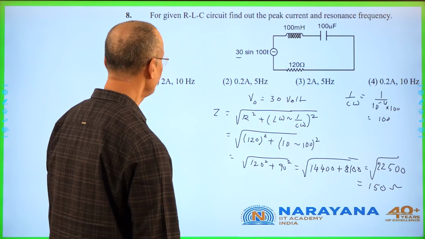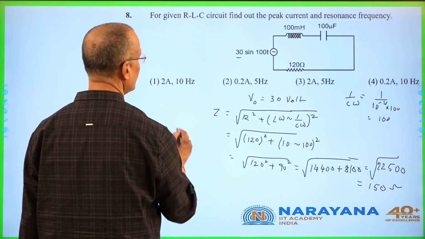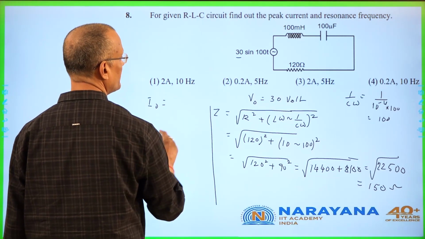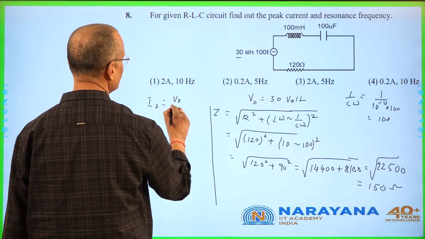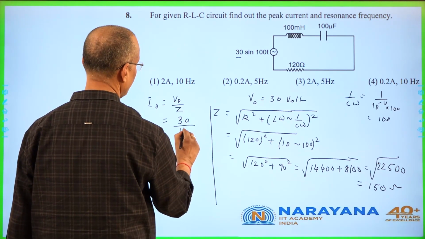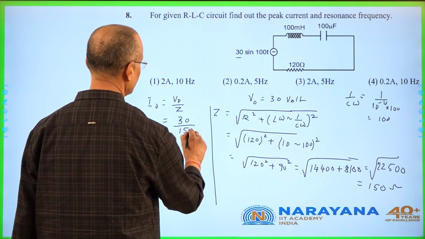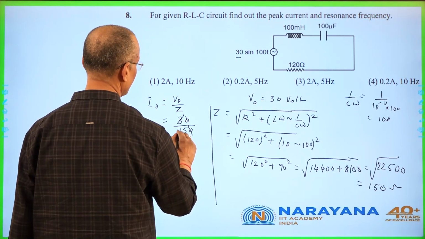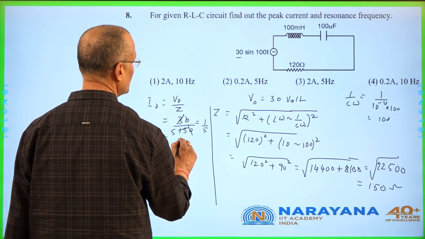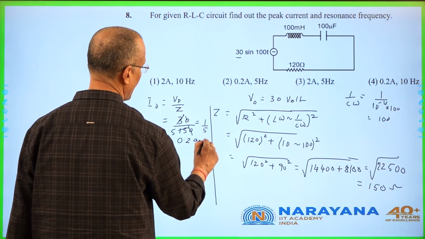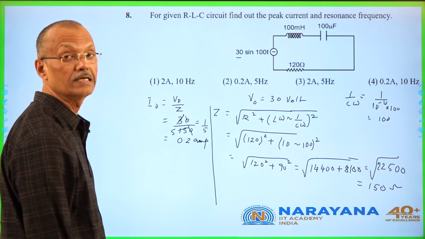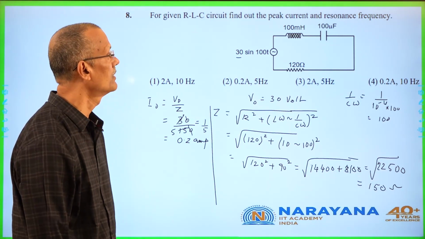If you are taking net impedance 150, then my I naught will become how much? I naught will become V naught by Z. V naught is 30, Z is 150, 0 cancels, 3 5 times 1 by 5, 0.2 ampere. So I naught peak current is 0.2 ampere.